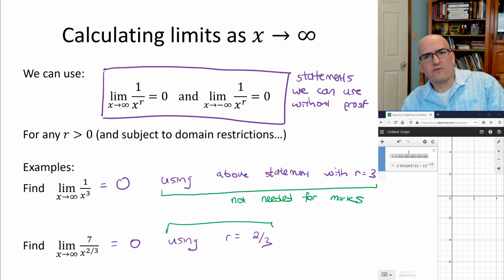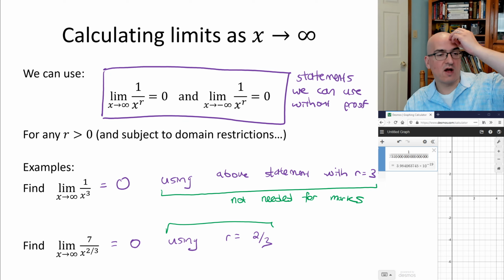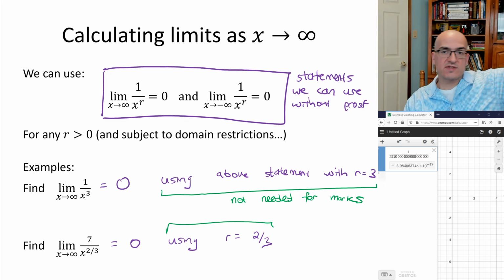This doesn't look very powerful. It seems like a lot of fuss about something that isn't profound. 1 divided by x to the power of r is equal to 0, and here we have similar. Oh, I should make a comment about the 7. So the above says 1. What changes if there's a 7? Well, it's just 7 times whatever we were supposed to get if there was a 1. So if there was a 1, we'd get 0. Now there's a 7, so we're going to have 7 times 0, which is 0.